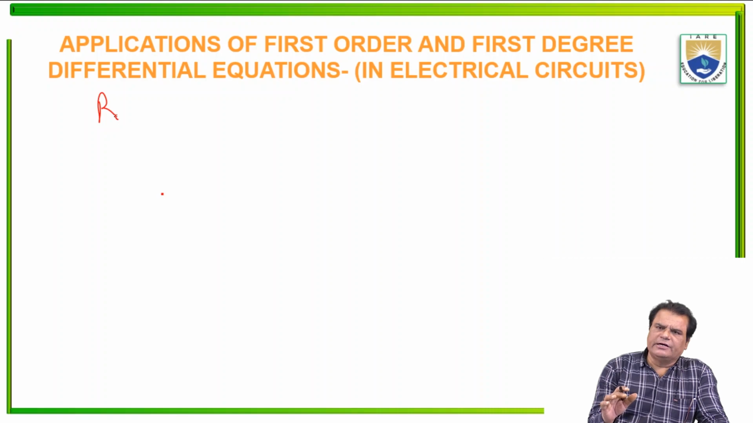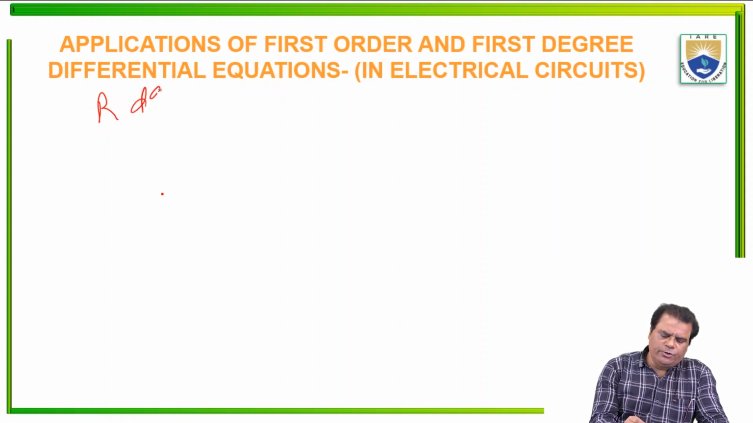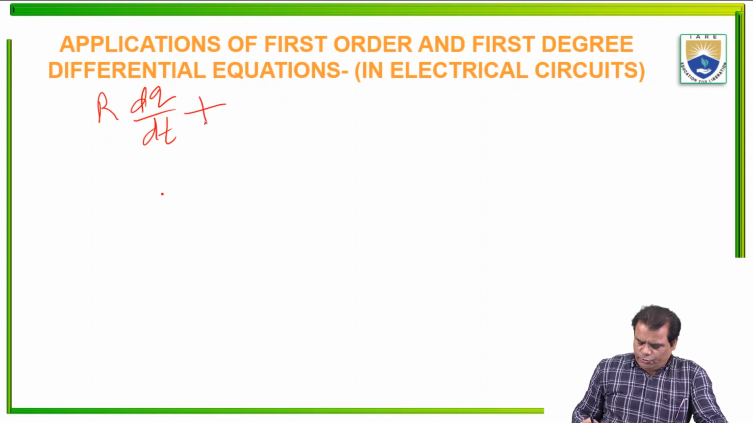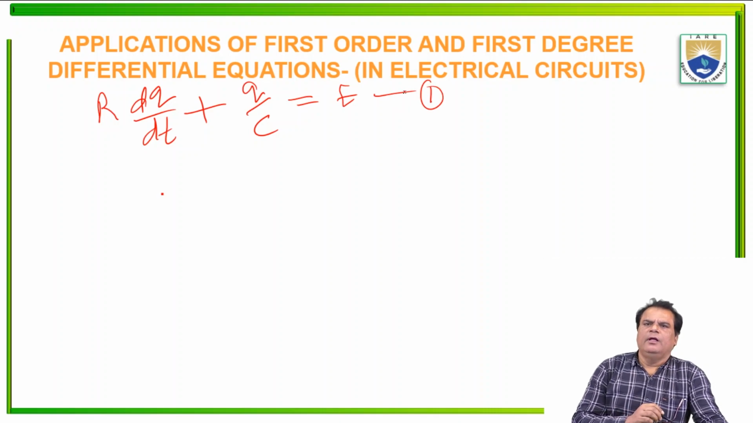Here we solve the question from the starting, not using the direct formula. So here, R dq over dt plus q by C is equal to E. This is equation 1. Again, solve this question here.